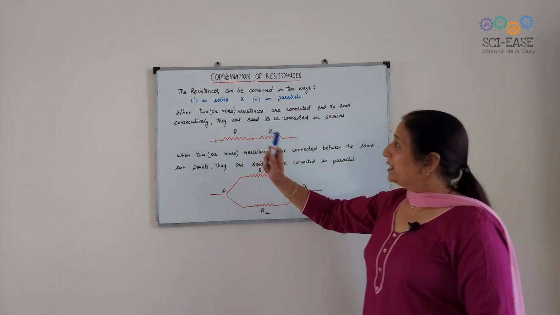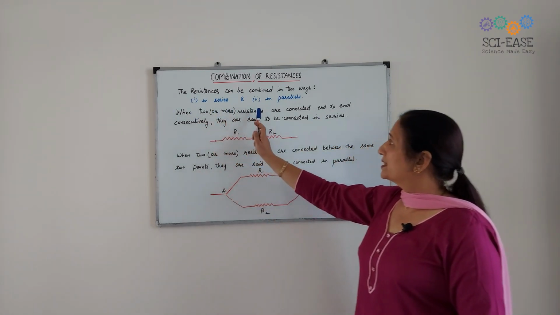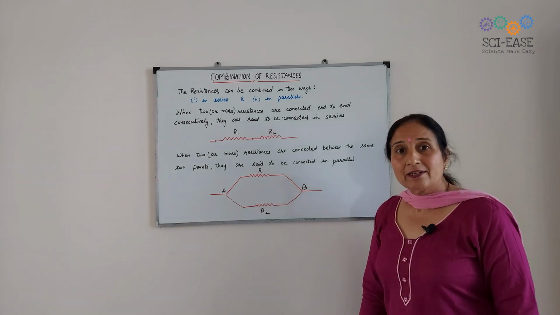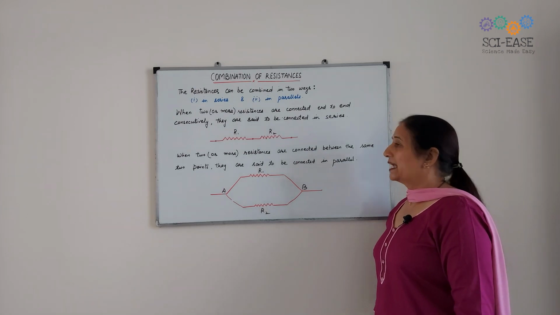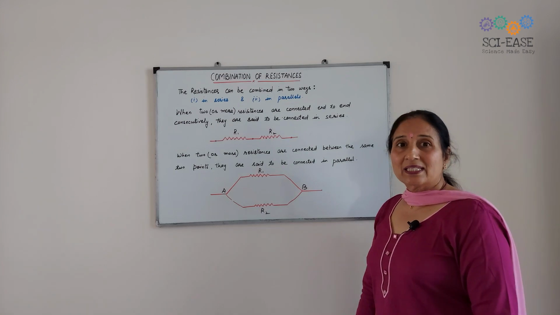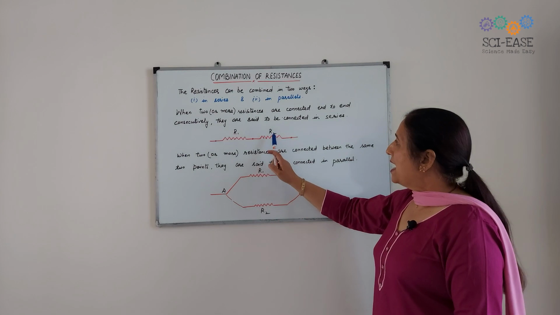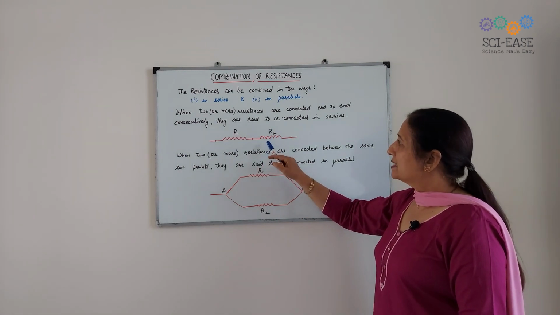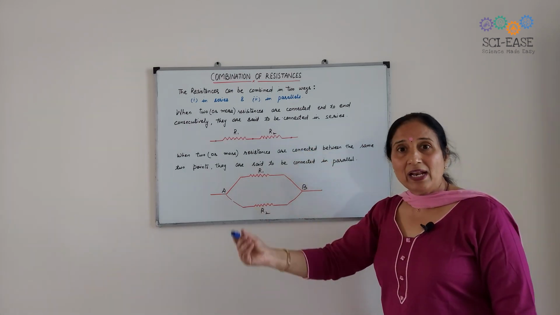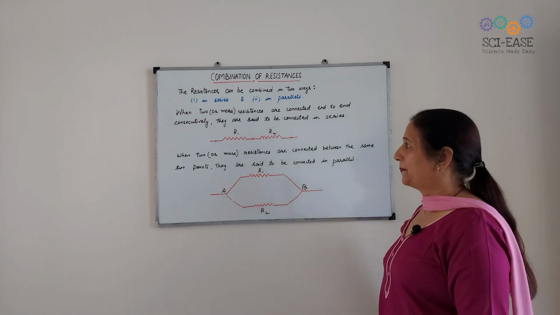So, what is resistance in series? When two or more resistances are connected end to end consecutively, they are said to be connected in series. Here in the diagram, you can see R1 is one resistance and R2 is the second resistance. So they are combined in series and they will help in increasing the resistance of the circuit.